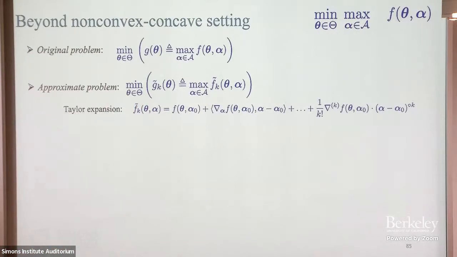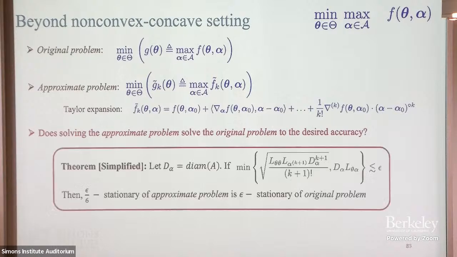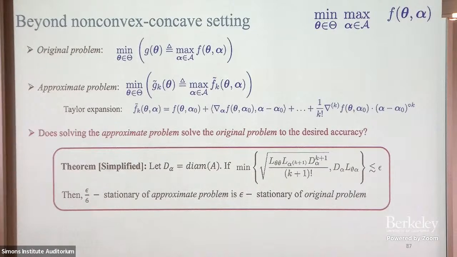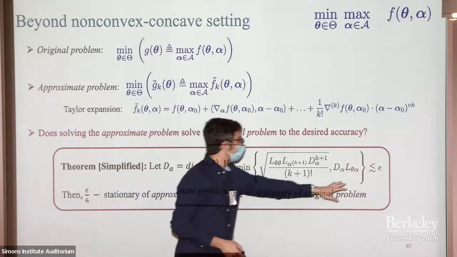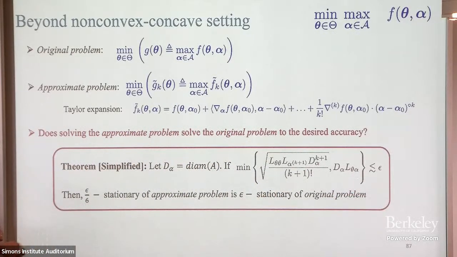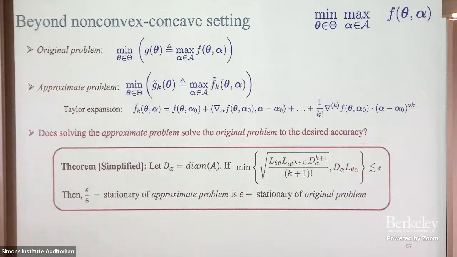So I'm going to answer the first question first. Does solving the approximate problem solve the original problem to the desired accuracy? This is the simplified theorem that assumes the diameter of the constraint set is A. If this condition is satisfied, in other words, if your diameter is of the order of your desired accuracy, or your coupling is small, then any epsilon stationary point of this problem is an epsilon stationary point of the original problem.